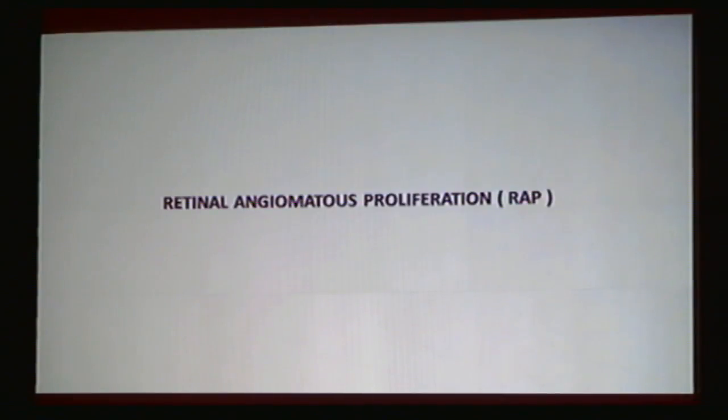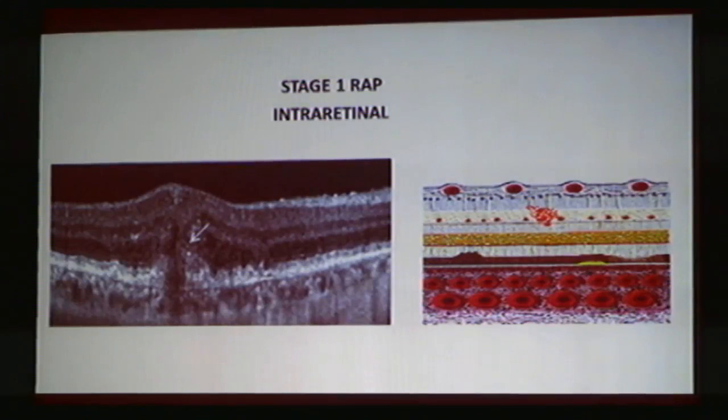The third variety is RAP lesion, or retinal angiomatous proliferation. Over here, it has 3 stages. Stage 1 is when the pathology is intraretinal. The neovascular tissue is only intraretinal.